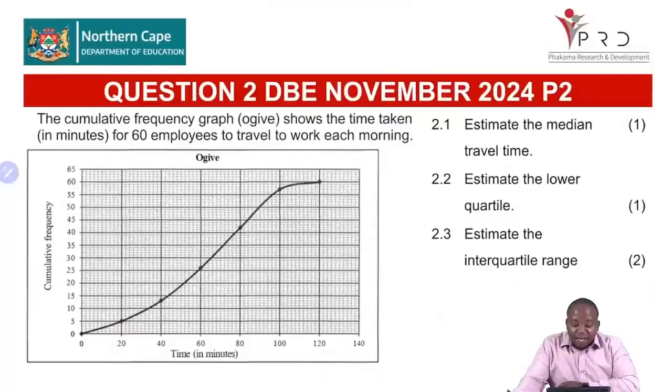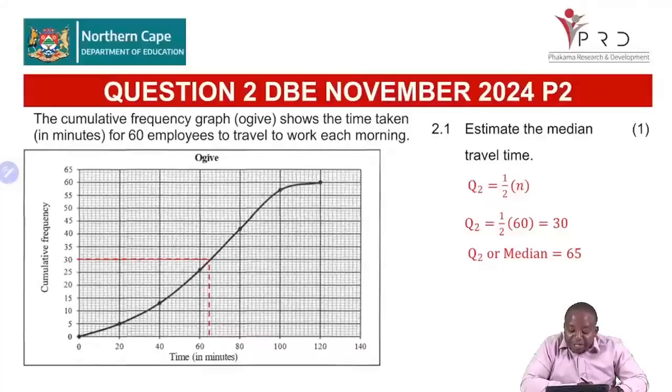Welcome back to Tutors. Let us look at question 2. Question 2 reads as follows. The cumulative frequency graph shows the time taken in minutes for 60 employees to travel to work each morning. 2.1. Estimate the median of the travel time.